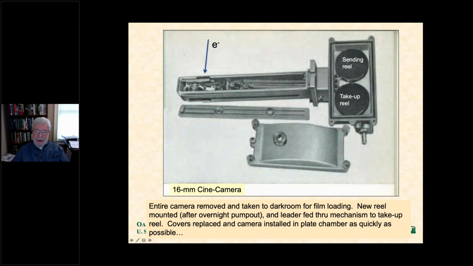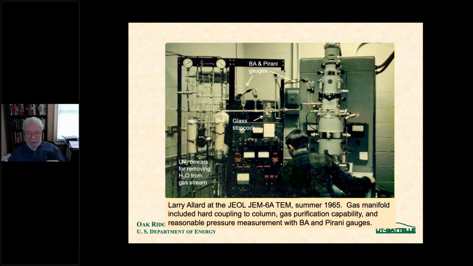This shows the sending and take-up reel, and that was pre-pumped in the dark room. All the assembly was made on the cine camera and then inserted into the plate chamber, clamped down and pumped out. And that was all fun stuff to learn to do back in 1965. This is the only picture we have of our setup, with the home-built gas manifold, glass stopcocks, Baird-Alpert and Pirani gauges, everything hard coupled to the microscope. And this is me at the column, getting ready or doing an experiment back in 1965.